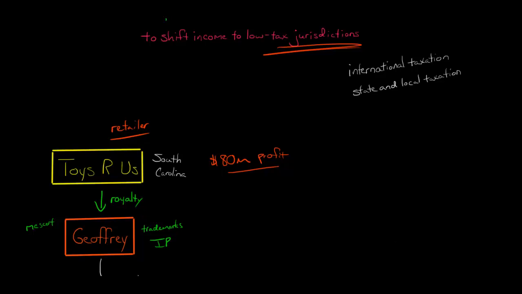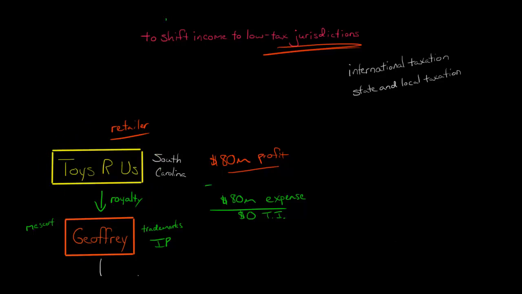Again, I'm just going to make up numbers here. These are not the exact numbers, but let's say that they paid a royalty of $80 million. That was the royalty that they paid. So now, they would have had $80 million of profit before accounting for the royalty. But when you deduct this royalty that they're paying, that's an expense, right? So this is an $80 million royalty expense to Jeffrey. So Toys R Us now has no taxable income.